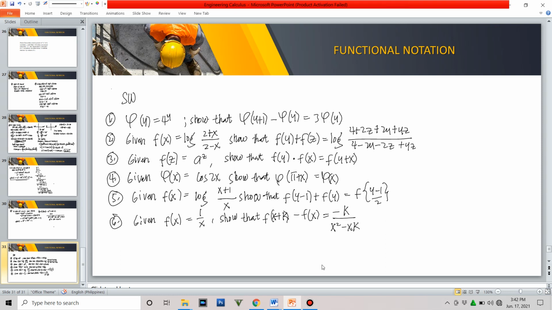Okay, for your sheet work for today, I will leave you these problems 1 to 6, which will also be posted on your Google Classroom. So uploading shall be done in your Google Classroom of your answers. So this shall comprise of 5 points each. Your sheet work for today will be equal to 30 points. So deadline of submission will be specified in your Google Classroom.